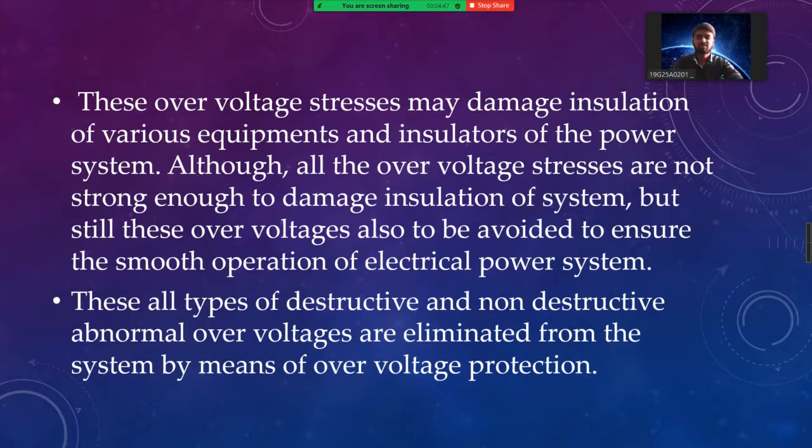All these types of destructive and non-destructive abnormal voltages are eliminated from the system by means of over voltage protection. We provide the protection for the over voltages, and these kinds of insulation problems and operation problems will be sorted out by this over voltage protection technique.